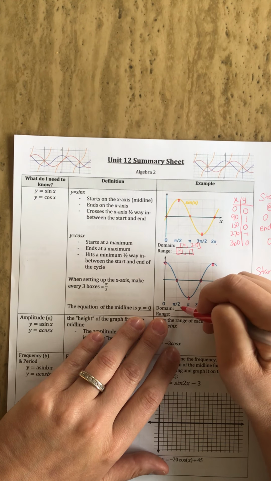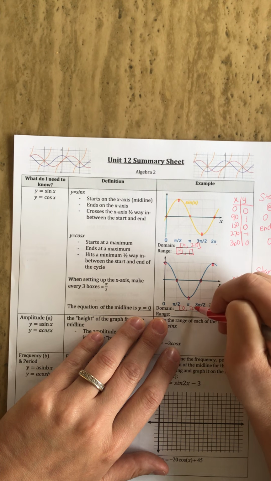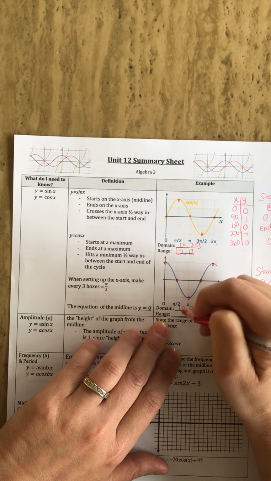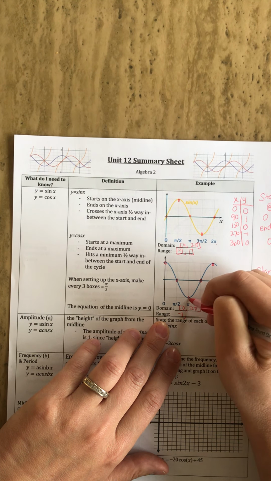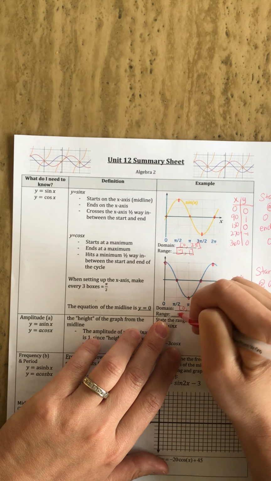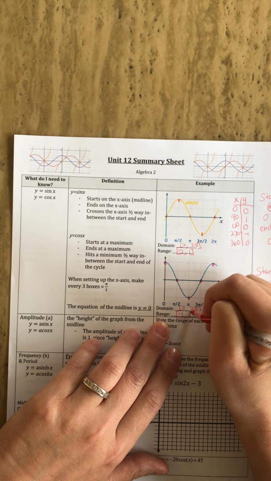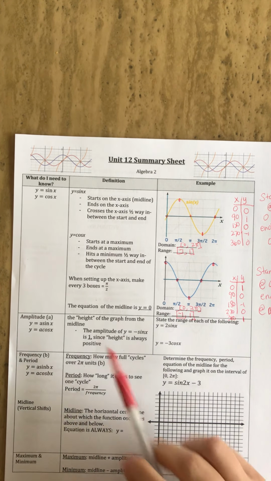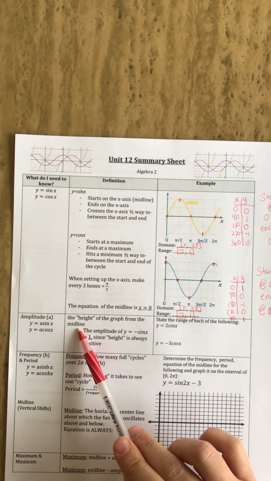And your domain, 0 to 2 pi, 0 to 360. Your range, again, from -1, how low can you go, to how high. Your range are your y values from there. All right, your amplitude is the height of the graph from the midline.